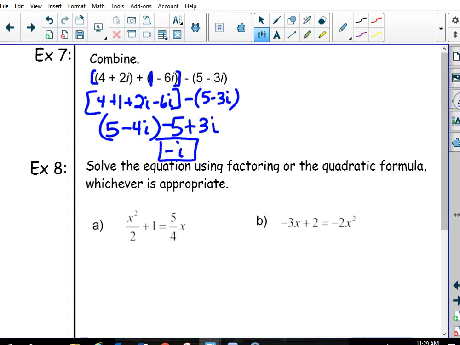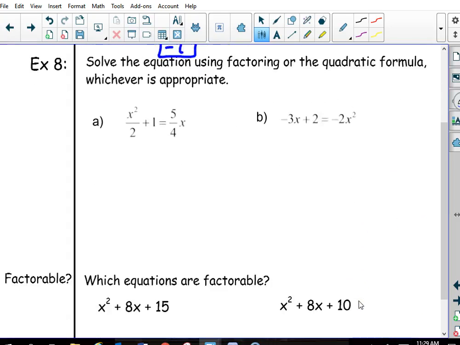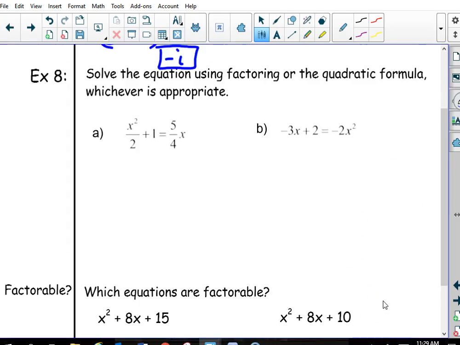Okay, solve the equation using factoring or the quadratic formula, whichever is appropriate. Well, I'll tell you what. On the XYZ quiz, none of these are factorable. And the last thing I'm going to talk about is down at the bottom. But I'm going to run you through the quadratic formula.